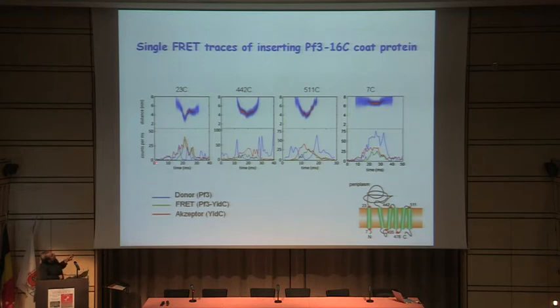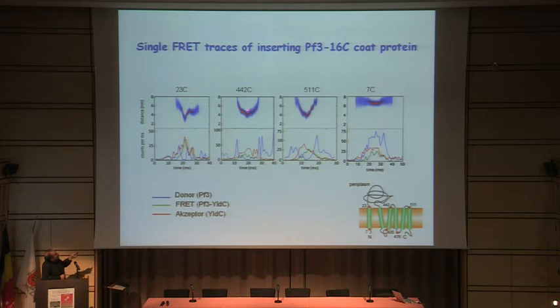Okay, now the single traces. You just follow in time, in milliseconds, what happens, and if you plot the distance, you can show that it comes from about 7 nanometers down to 3 nanometers or 2 nanometers, and then it separates again. This exactly matches the process we initially proposed, that the two dyes come together, YidC and coat protein, and then they go apart again. So they are released. And here you see the release.